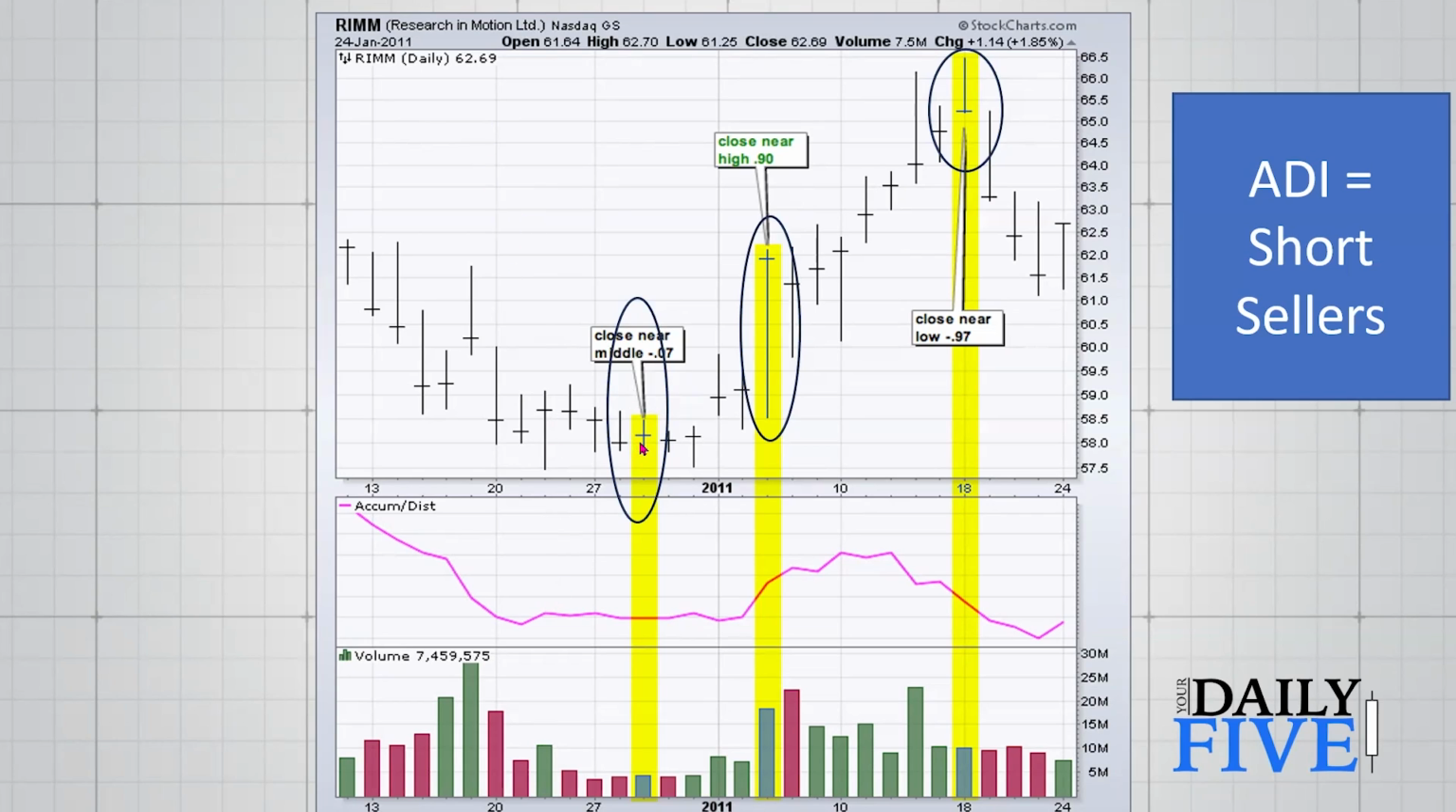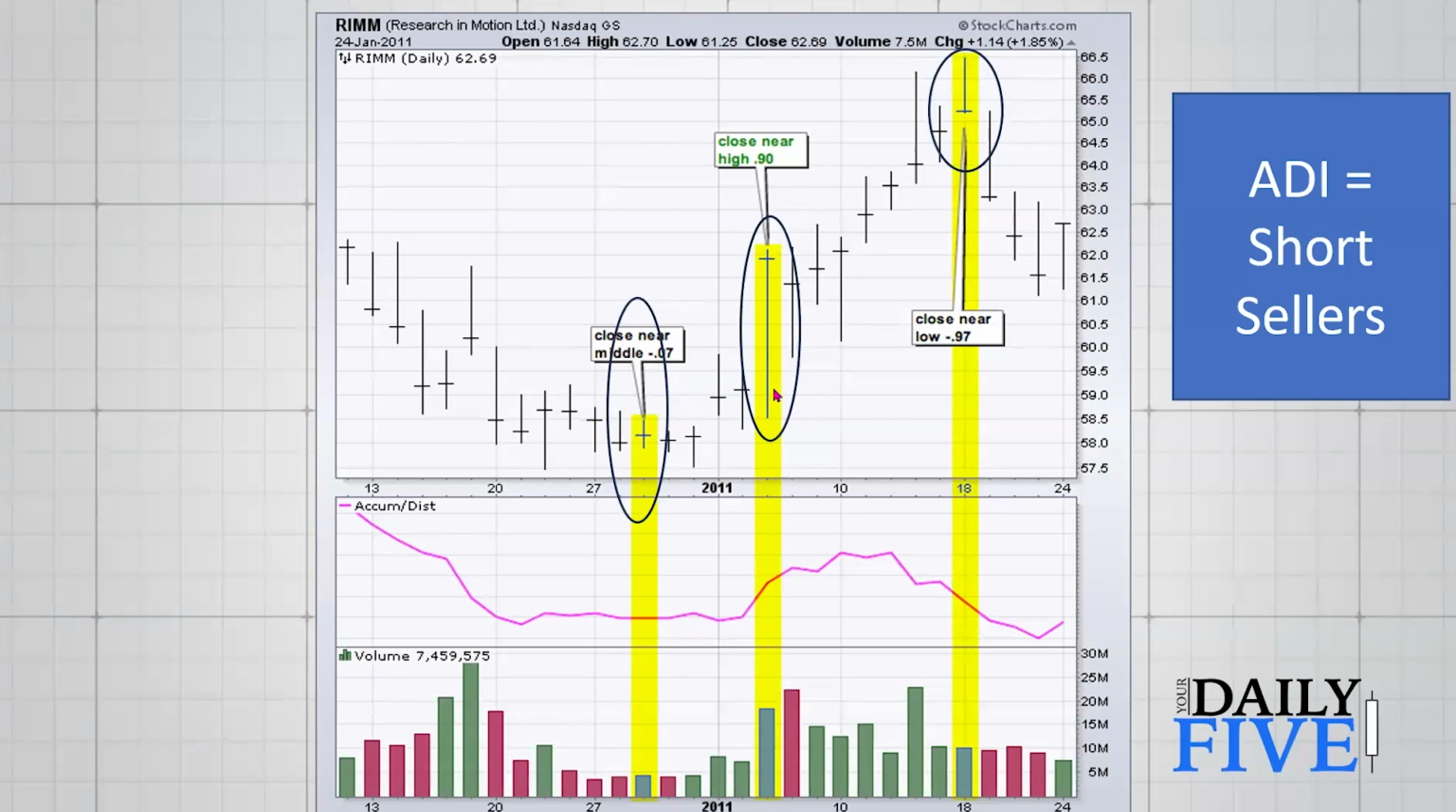And what we want to do is see where the closing price for the day is. Now, if the closing price for the day is in the middle of the trading range, then we're going to see that that line essentially moves sideways. And that tells us that short sellers are not particularly active at this point. And what you can see here is that short sellers are very active as the line heads down because the closing price is near the low of the day, and short sellers love to pile on.